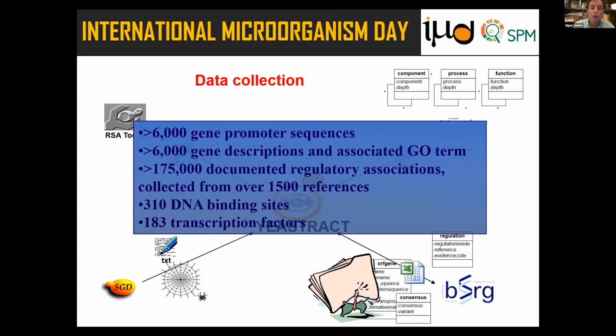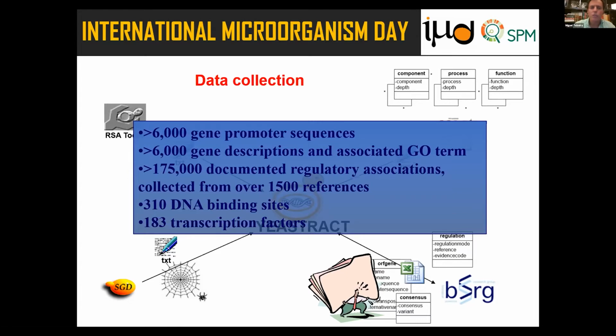And what we've done so far was to gather from over 1,500 papers more than 175,000 documented regulatory associations, 310 DNA binding sites, corresponding to 183 transcription factors. So a lot of information that is now compiled in a single database. And more than a repository, we wanted to make the database accessible and also usable to people working in yeast biology. So besides putting the data together, we wanted to design queries that would enable us to look at the data in the most profitable way.